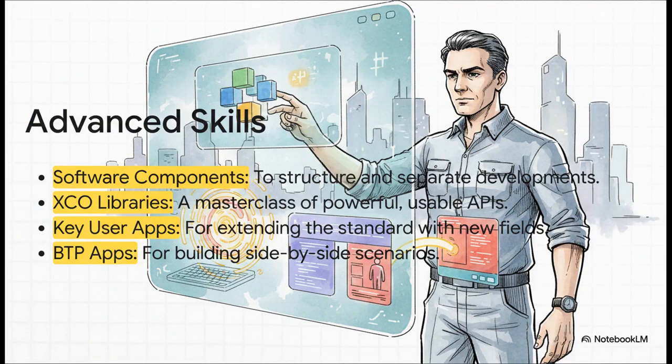So what does a level 3 expert actually do? Well, they know how to structure their code into separate software components. They know how to use the powerful SCO libraries. They know when to use a simple key user app instead of writing tons of custom code. And they can design and build entire applications that run side by side on the business technology platform.